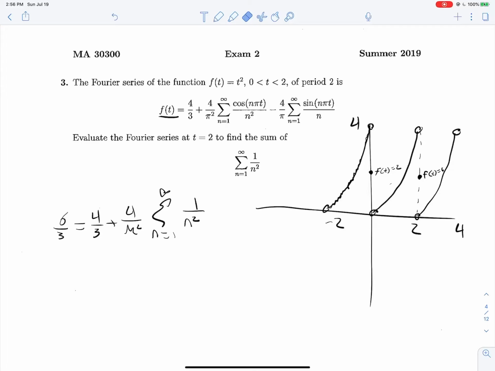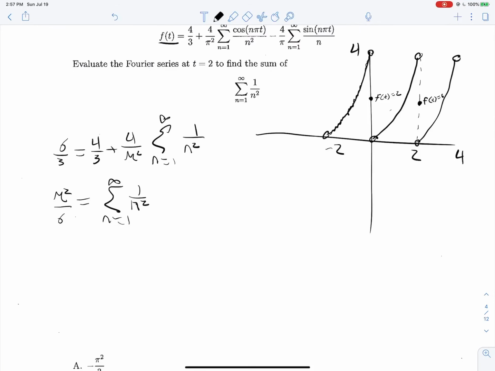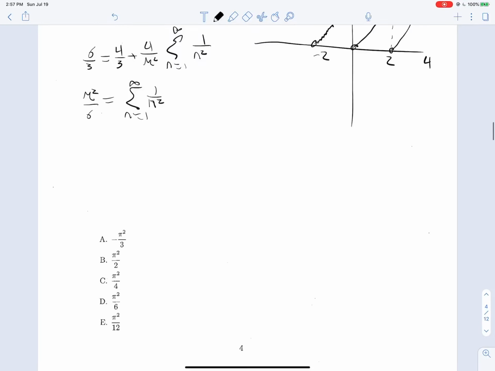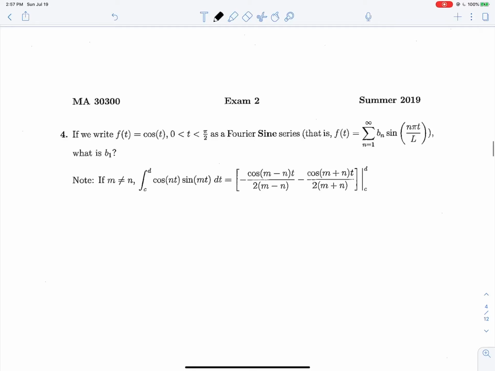So this is what our expression turns into. Let's subtract 4/3. We get 2/3 is equal to 4 over pi squared, and before I write our sum, let's just multiply this out. We get pi squared over 6 is equal to the sum from n is equal to 1 to infinity of 1 over n squared. This should be a result that is kind of baked into your head from them talking about it in lecture. But because this test you had to show full work on, the whole point of this question was to get you to run through this process, not to just remember that pi squared over 6 is our answer. Okay, that's question 3. All done.